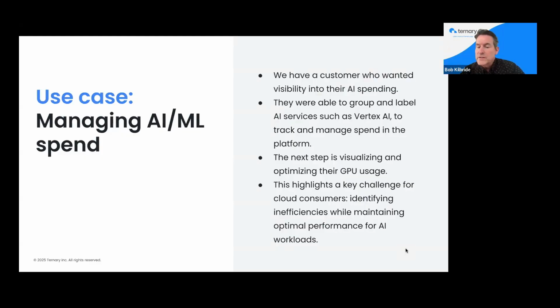So after looking at services, the next step is going to be visualizing and optimizing the GPU usage. So what are you using for GPU? So visibility, and then figuring out ways to optimize GPU. So another big challenge for clients is figuring out what's this thing going to cost me and what's the return, and that's the huge opportunity for you as a cloud services provider.